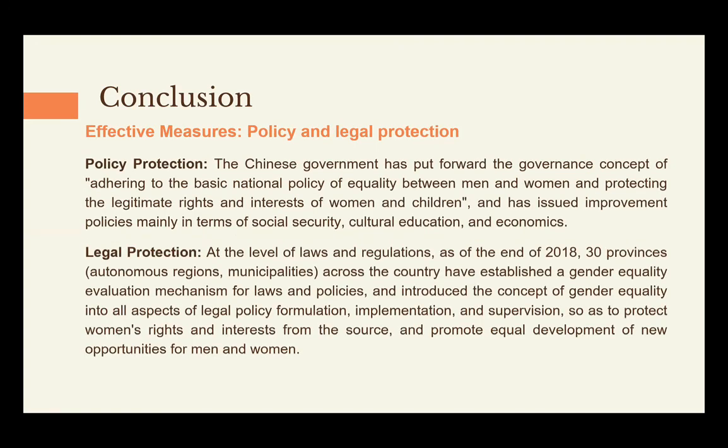Based on the above case analysis, we have summarized 3 kinds of methods to solve the problem of female poverty. The first one is policy and legal protection. From the perspective of policy protection, the Chinese government has put forward the governance concept of adhering to the basic national policy of equality between men and women, and protecting the legitimate rights and interests of women and children, and has issued improvement policy mainly in terms of social security, cultural education, and economics.